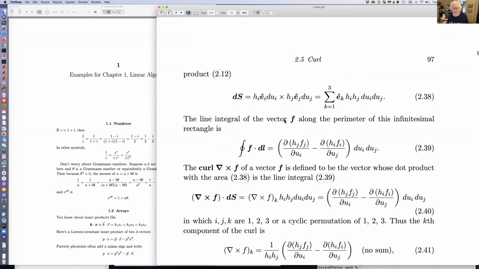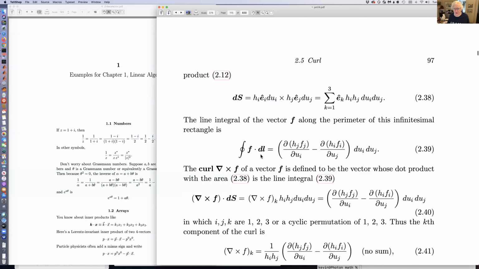Anyway, the line integral of the vector F is, of course, the integral of F around the little perimeter, along the perimeter of the rectangle. And so we go in the u_i direction. Now, of course, since what we do is we go this way, that way, this way, that way, when we go this way, we have to keep in mind that we're also going that way. And these are infinitesimally different.